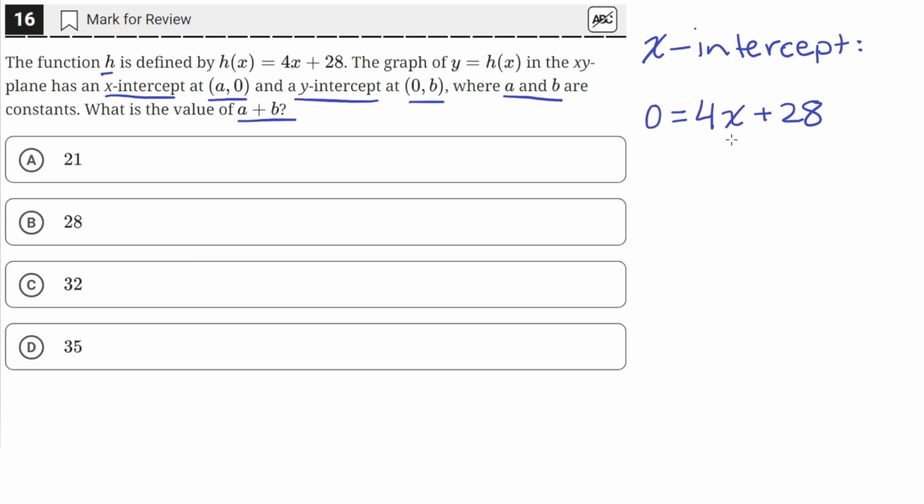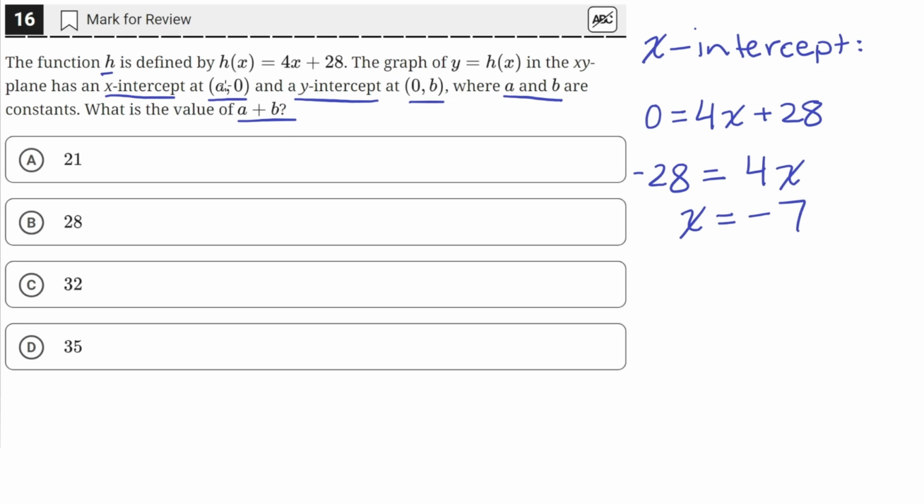Then we can isolate 4x by moving the 28 to the other side. So we'll subtract 28 from both sides. So we'll be left with 4x equals negative 28. Then if we divide both sides by 4, we'll get that x is equal to negative 7.